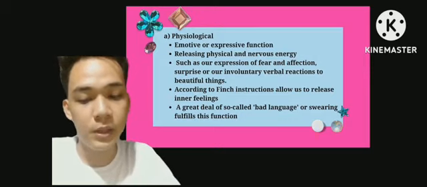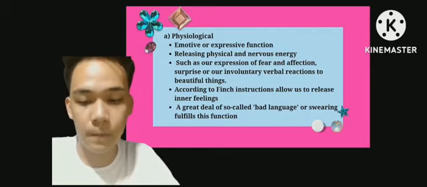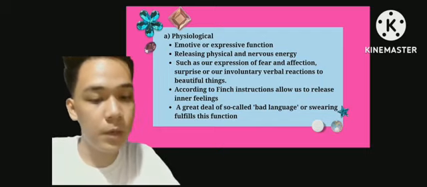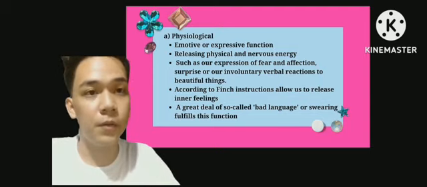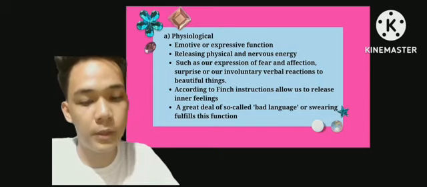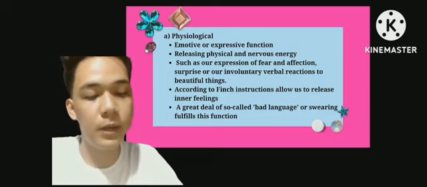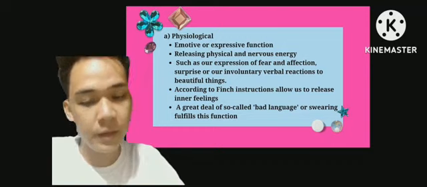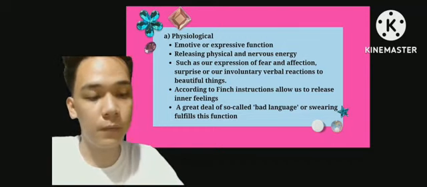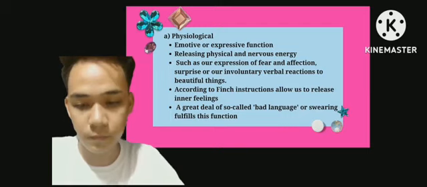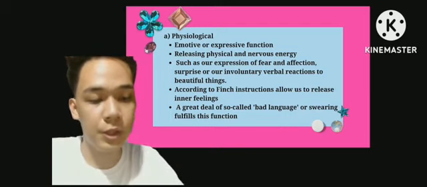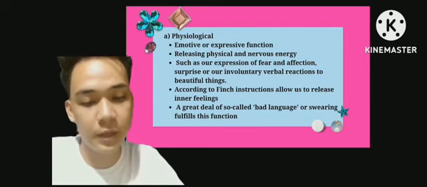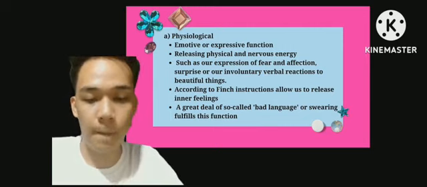Physiological function. This is the emotive or expressive function, releasing physical and nervous energy, such as our expression of fear, affection, surprise, or our involuntary verbal reaction to beautiful things. According to Finch's instruction, it allows us to release our inner feelings. A great deal of so-called bad language or swearing fulfills this function as well. Physiological function is the releasing of physical and nervous energy. Although it might be striking, this use of language is fairly common.